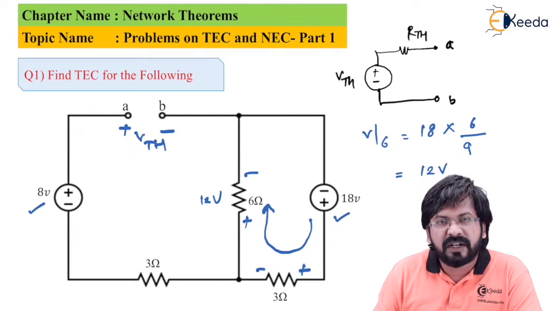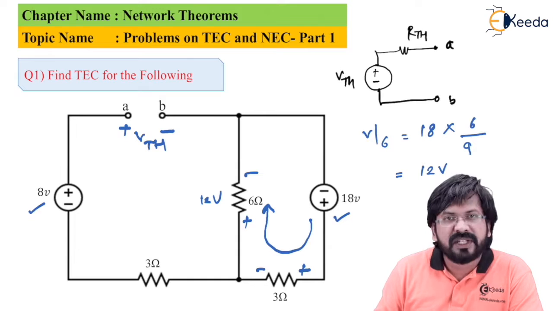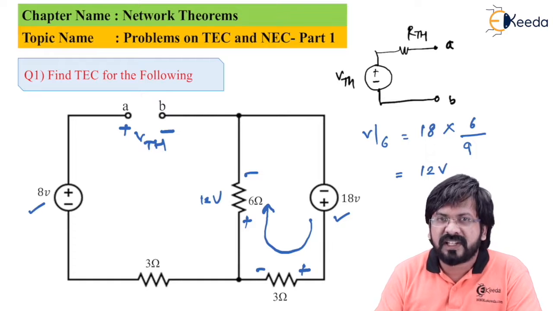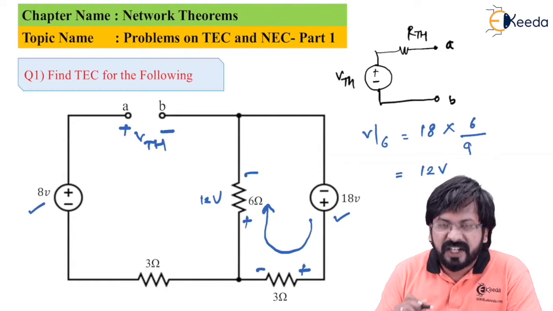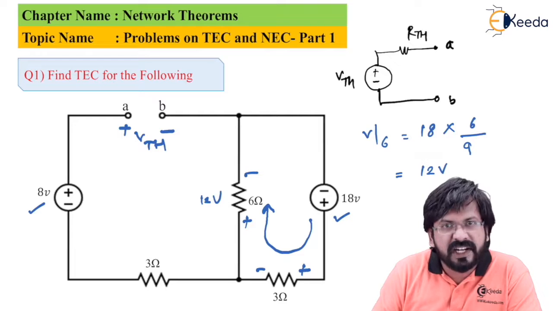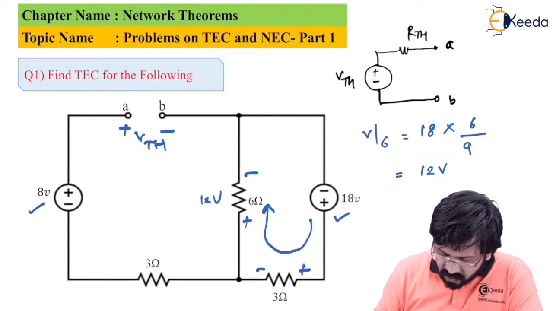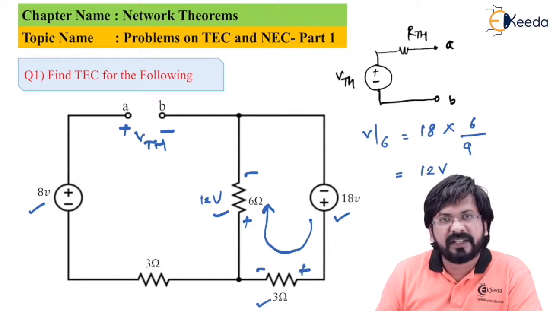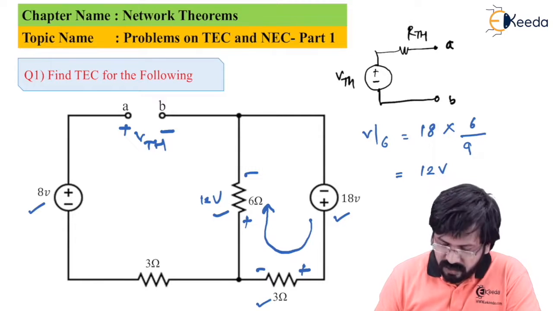Now you may wonder, how do I apply the voltage division rule to these two resistances, 3 and 6? Are they connected in series? Even though they don't appear to be, in this case they are connected in series. The reason is that since A and B are open circuited, this 3 ohms will not come into the circuit. That's the reason why 3 ohms and 6 ohms are connected in series. Finally, we have voltage across 6 ohms as 12 volt.